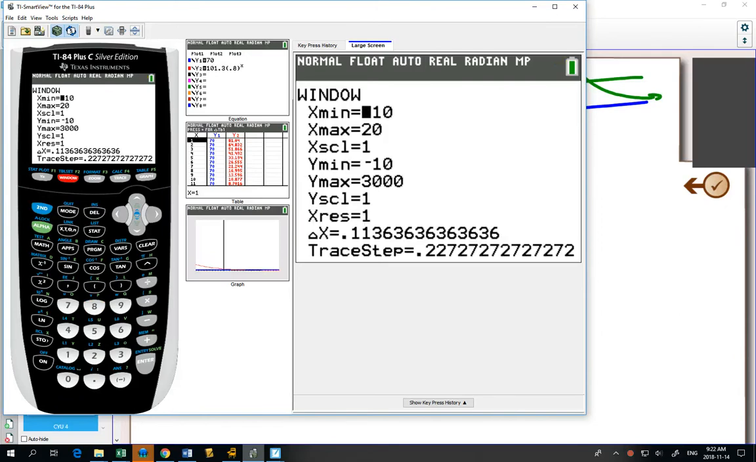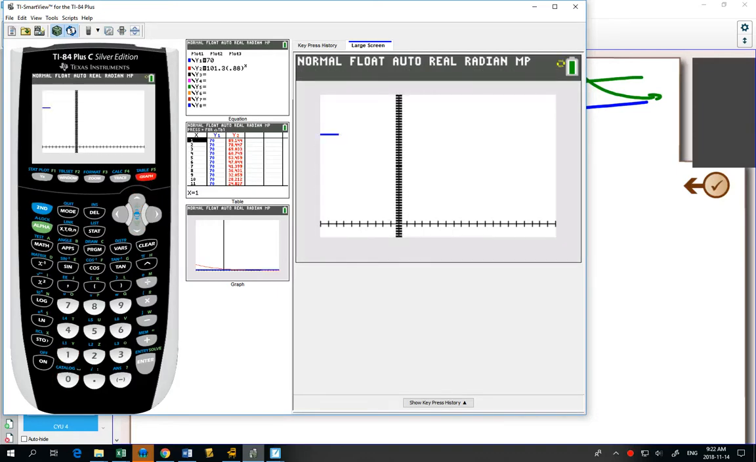And right away from my window, I don't need to go up to 3,000 anymore, because I know my straight line's at 70, so maybe I'll go up to 100. And I'll start by graphing that and see, is that enough information to see where they cross? Yes, it is.